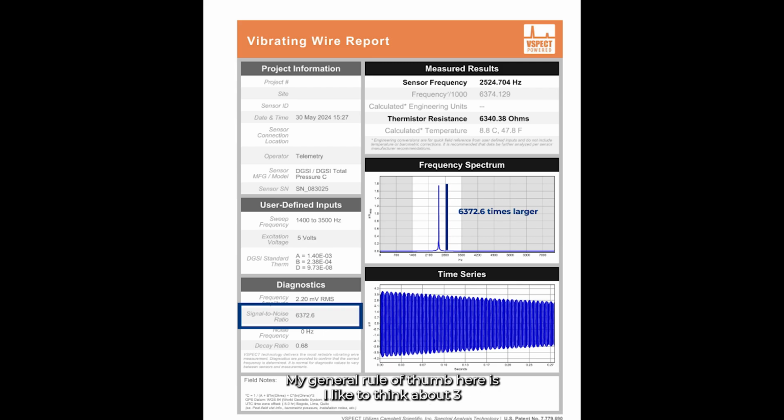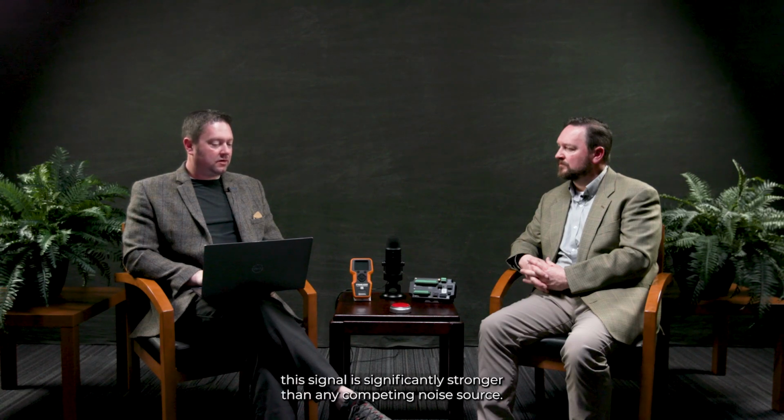Correct. My general rule of thumb here is that if it's less than 3, I might go take a look at the graphs, because it could be questionable. If it's greater than 3, I'm not too worried about it. In this case, 6,000 tells me this signal is significantly stronger than any competing noise source. I'm just not worried about it.